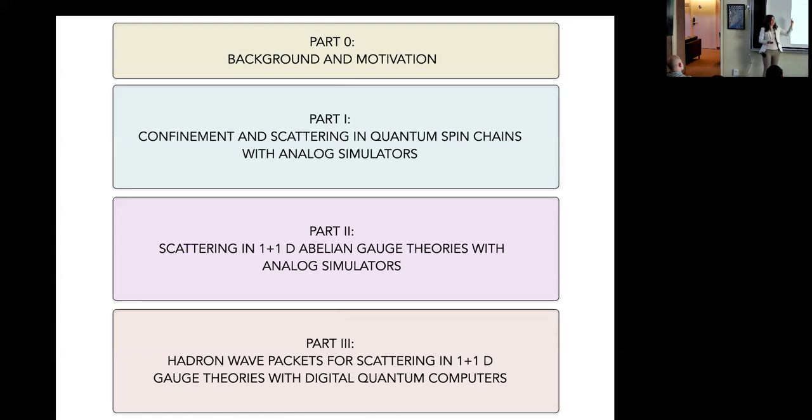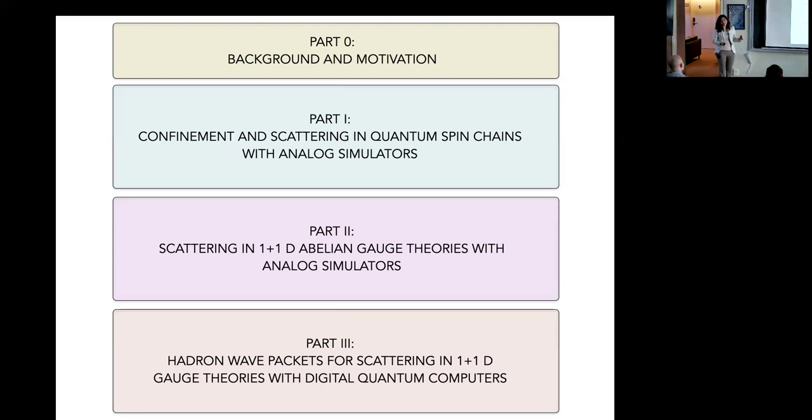Part 2, I'm going to then start thinking about gauge theories, because these are the fundamental theories of the standard model. These are eventually the theories that we would like to start with to really study particle collisions in actual experiments. So I'm going to talk about an abelian gauge theory in 1+1 dimension, and how we can do scattering by using analog quantum simulation. But don't worry, if you don't like analog simulators, I'm going to talk about how to approach the same problem using digital universal quantum computers, and how to build efficient algorithms to study problems like this.